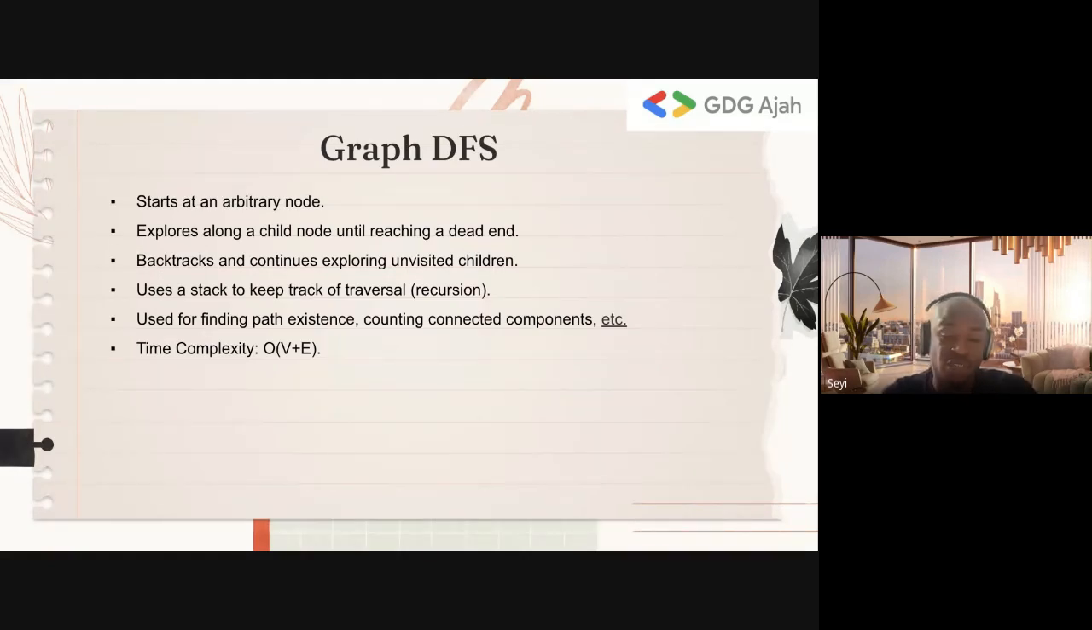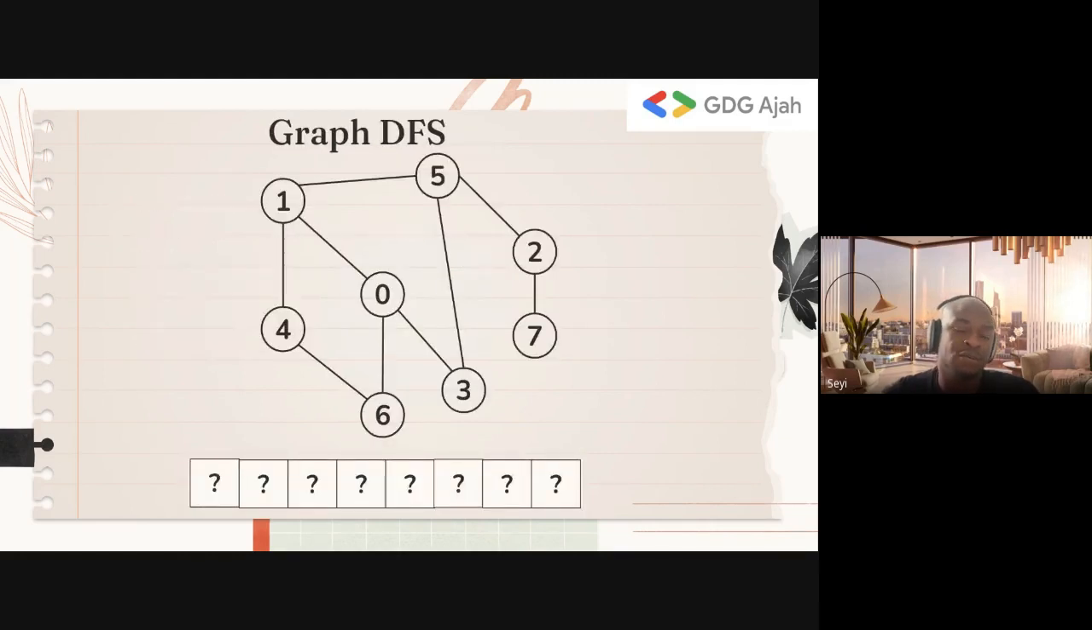BFS is the same thing we did for trees, except that we need to keep track of which nodes we visited and not visit them again. So you start at an arbitrary node, you keep exploring that node till you get to the end, and then you backtrack and explore unvisited children. So you only backtrack and explore when you've not visited. If you visited it before, you just skip it. So time complexity is the same as BFS.